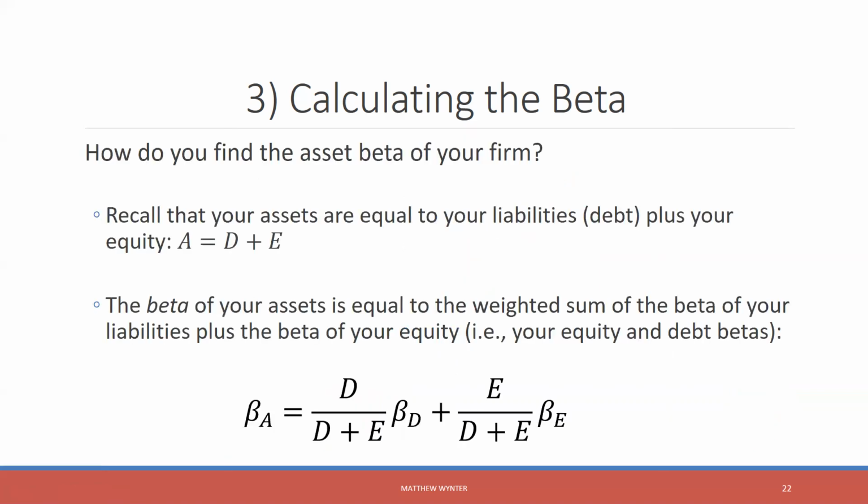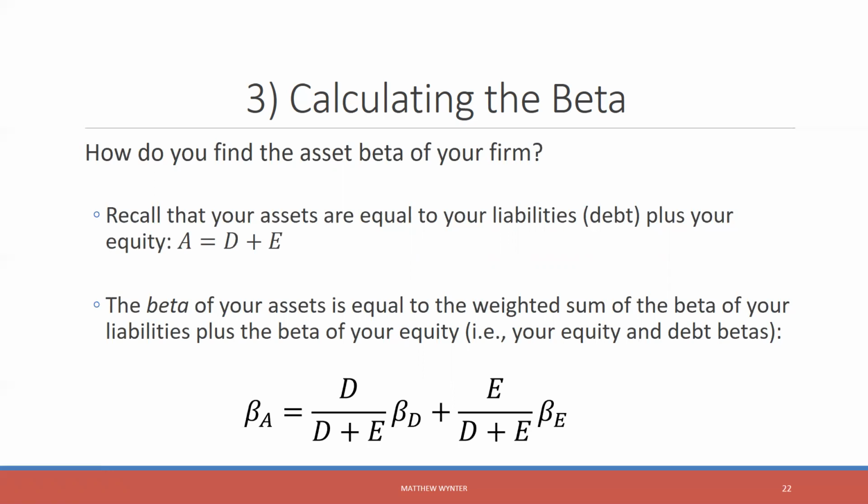So how do you find the asset beta of your firm? Well, recall that your assets equal your liabilities plus your equity. This is how we started the lecture. The beta of your assets is going to equal the weighted sum of the beta of your liabilities plus the beta of your equity. So I've got the total value of my debt divided by my debt plus equity. I multiply that by the beta of my debt. I've got the total value of my equity divided by my debt plus my equity. I multiply that by the beta of my equity. In doing so, I now have an asset beta that, again, is value weighted.